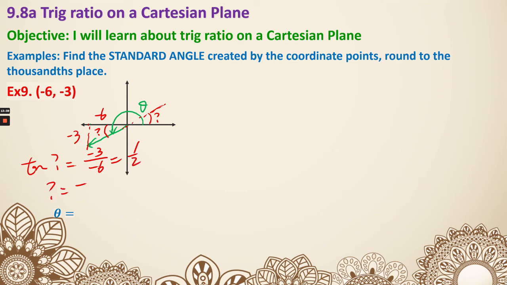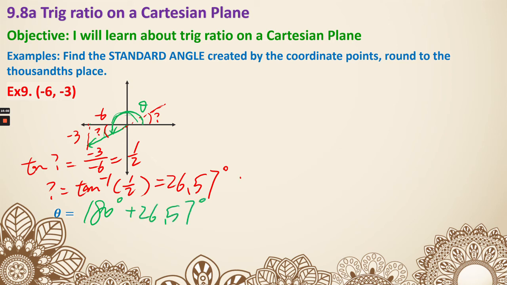So the question mark is going to be the inverse tangent of 1/2, which is going to be 26.57 degrees. Now, if you look at the standard angle, I just found this little part. In order to find the standard one, I just need to add all these extra, which is 180. So 180 degrees plus 26.57 degrees is going to give me 206.57 degrees. That's number 9.